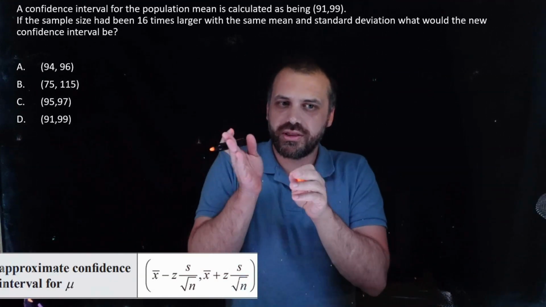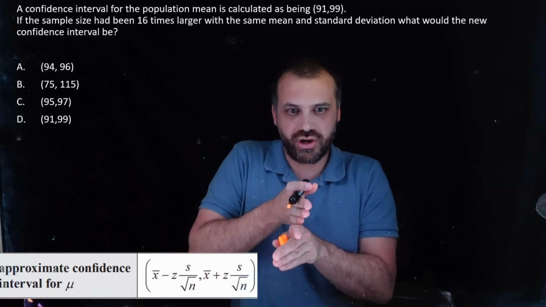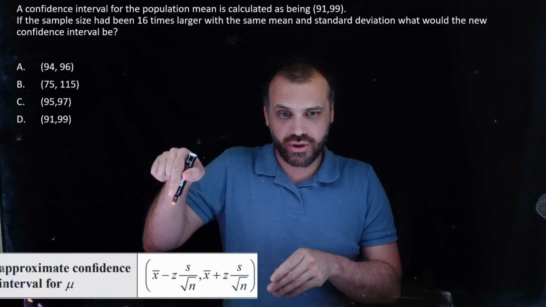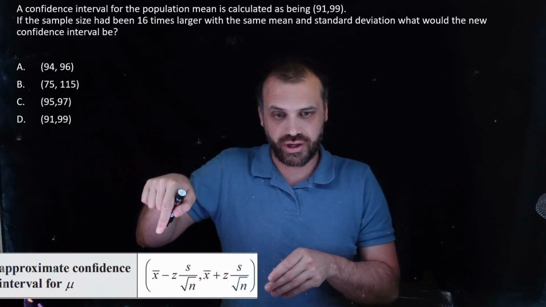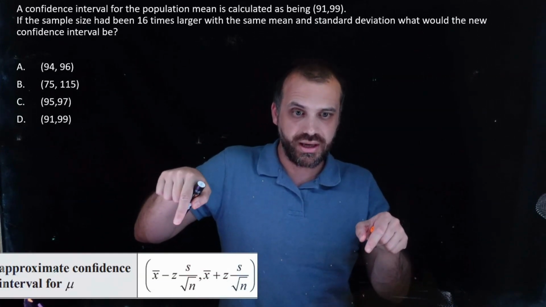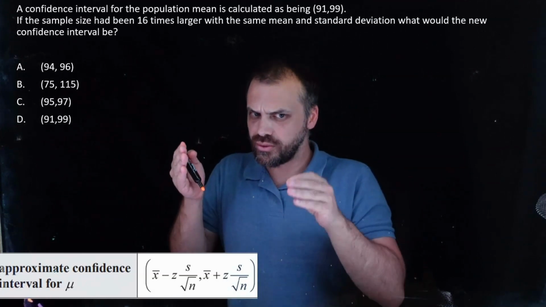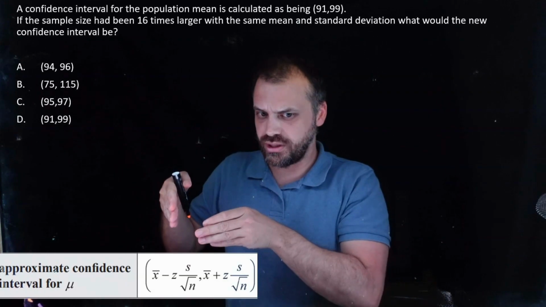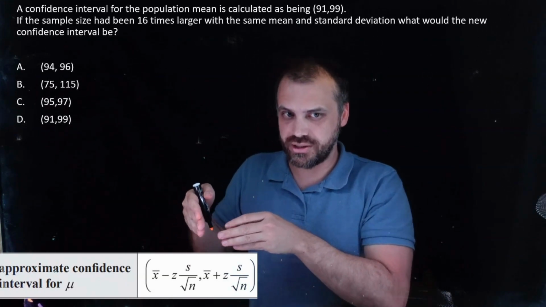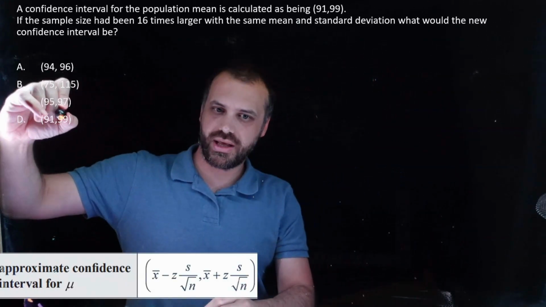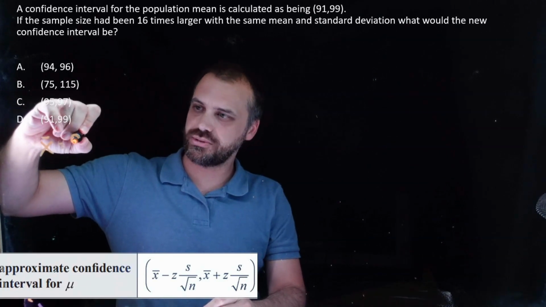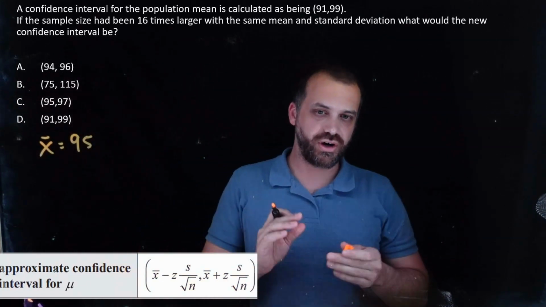Now, if we find the middle of those two values, 91 and 99, we'll know what x bar is, right? Because it's x bar minus something and x bar plus something, so if we know those two values, we can look at the middle of them and know what x bar is. So, we know that x bar here is equal to 95.